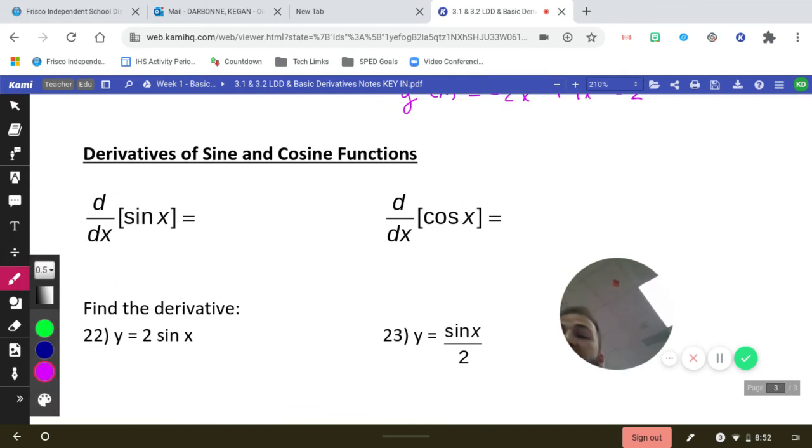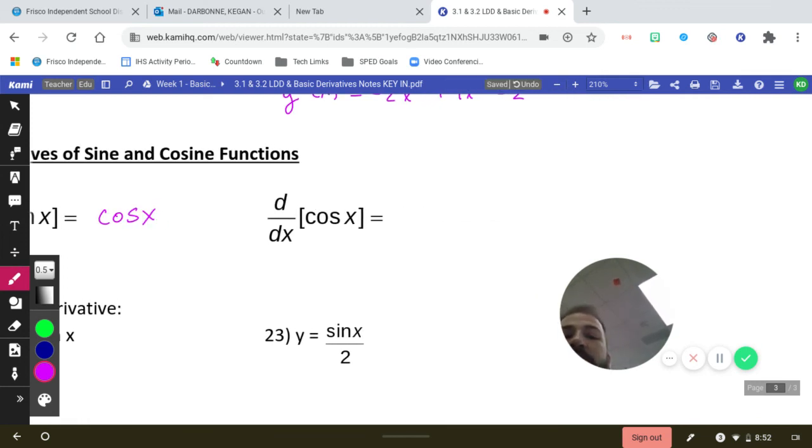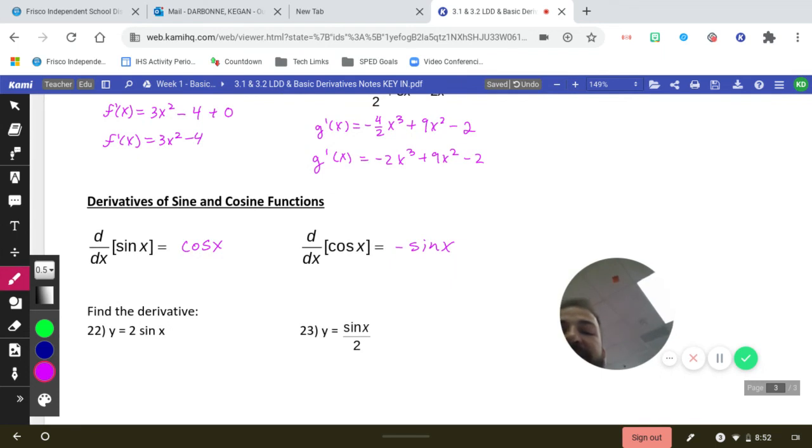Okay, so the derivative of sine of x is equal to cosine of x. The derivative of cosine of x is equal to negative sine of x. Okay, now the cool thing that ends up happening because of this is, well, then if I took the derivative of negative sine of x, it would equal negative cosine of x. And then if I took the derivative of negative cosine of x, it would equal positive sine of x.